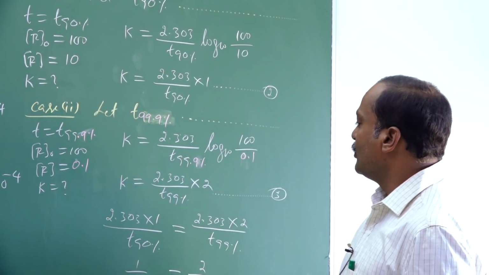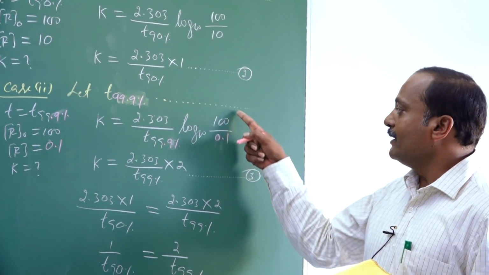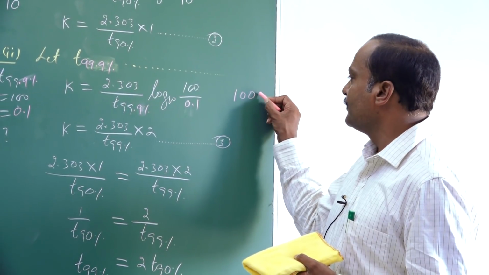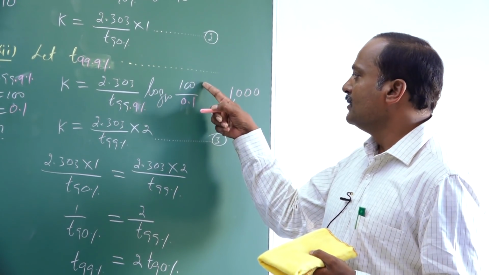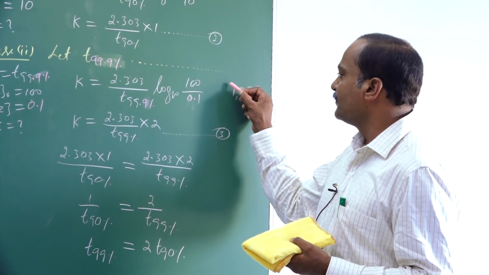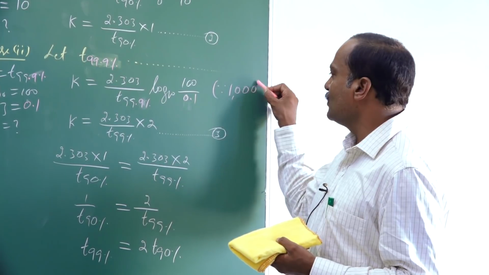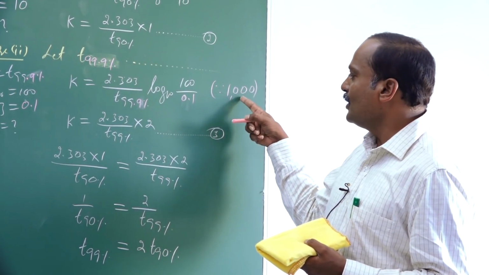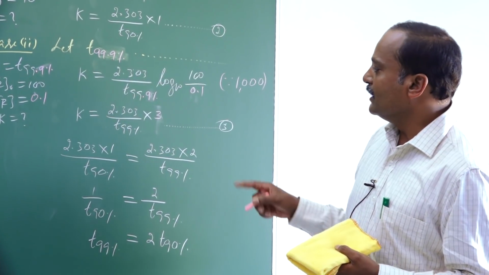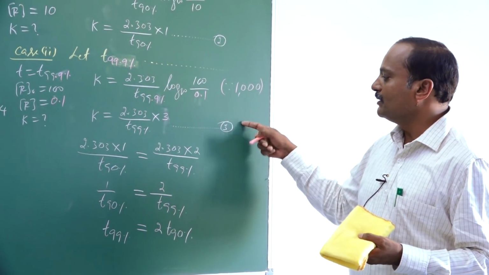100 divided by 0.1 means it is 1000. What's the value of log 1000? The value of log 1000 is 3. Then equating equation 2 and 3.